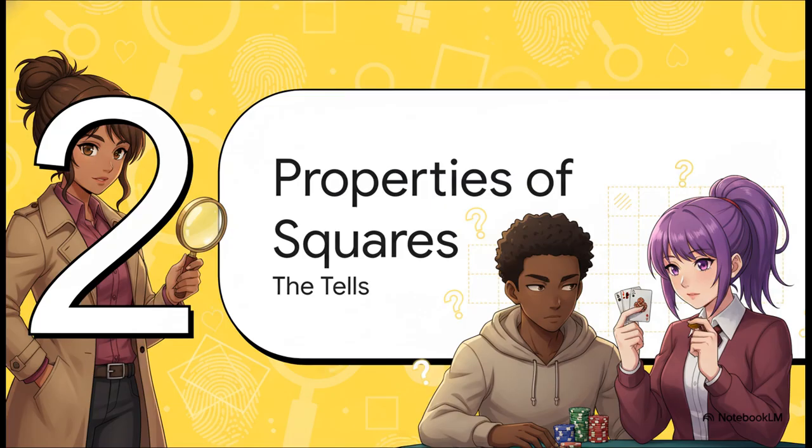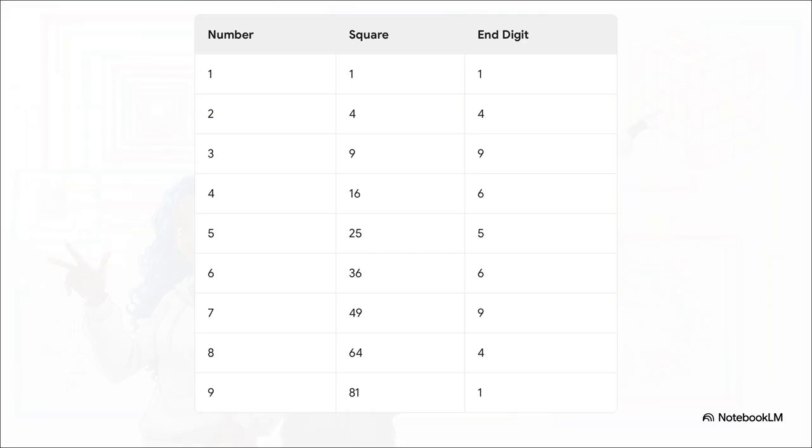Which brings us to Section 2, the tells, properties of squares. Now, think of this like being a detective. When we look at a crime scene, we look for clues, right? While in math, we can look for specific structural tells to instantly recognize what's going on. If we just scan the squares of the numbers 1 through 10, look really closely at the ones place. Those ending digits 1, 4, 9, 6, 5, 6, 9, 4, 1, and 0, this brilliantly illustrates something huge. Perfect squares only ever end in 0, 1, 4, 5, 6, or 9.